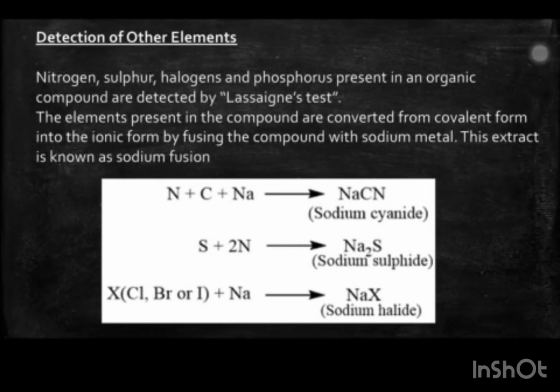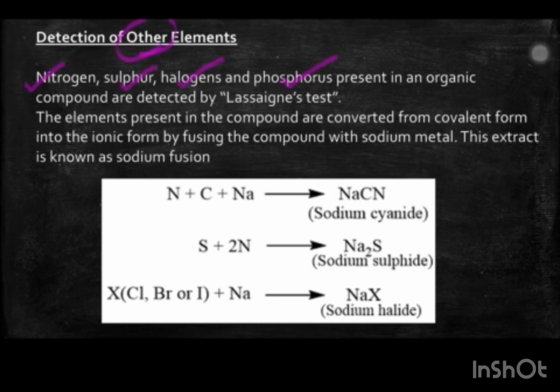After this simple detection of carbon and hydrogen in the organic compound, we now have to detect whether the other elements, sometimes written as extra elements, are present in the organic compound along with carbon and hydrogen or not. The other elements I am talking about are nitrogen, sulfur, halogens, and phosphorus. But it is not easy here to start with the detection of these extra elements in organic compounds.